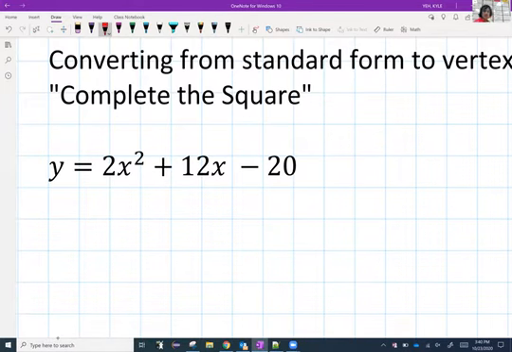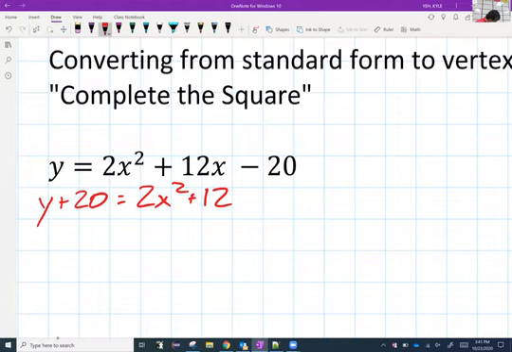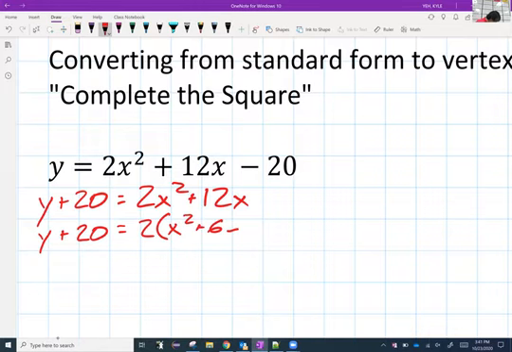We've got y equals 2x squared plus 12x minus 20. First thing I do, like completing the square, I'm just going to toss that 20 over to the other side. We're getting rid of the c value just like we did in 5.5. So what else did we do in 5.5? We said we couldn't complete the square unless it was just 1x squared. So here's what I'm going to do. y plus 20 equals 2 times x squared plus 6x. I'm going to pull that 2 out just like we did in 5.5.